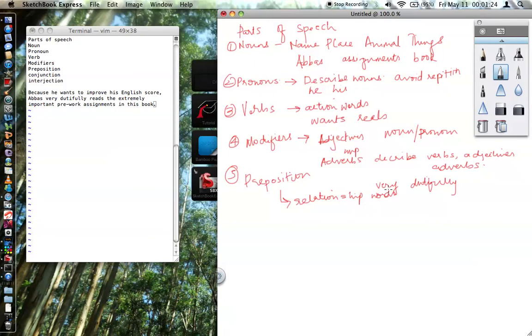Then we have conjunctions. Conjunctions connect words or parts of sentences. Conjunction here would be because.